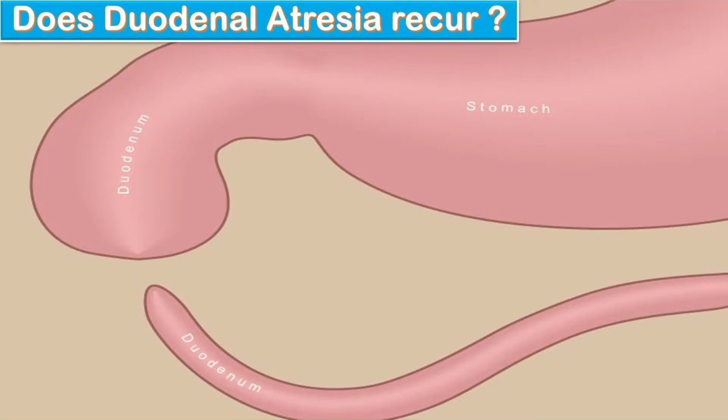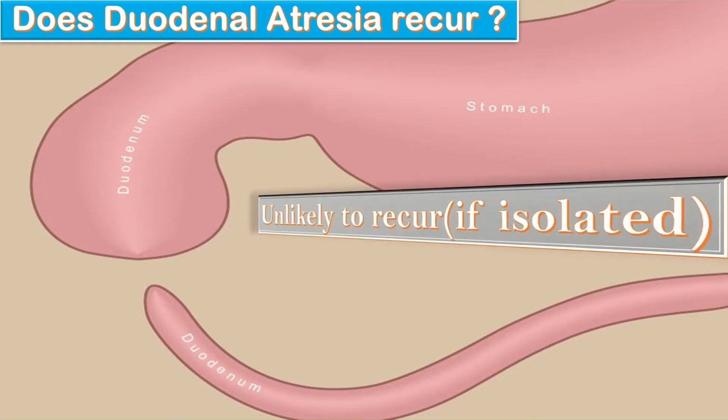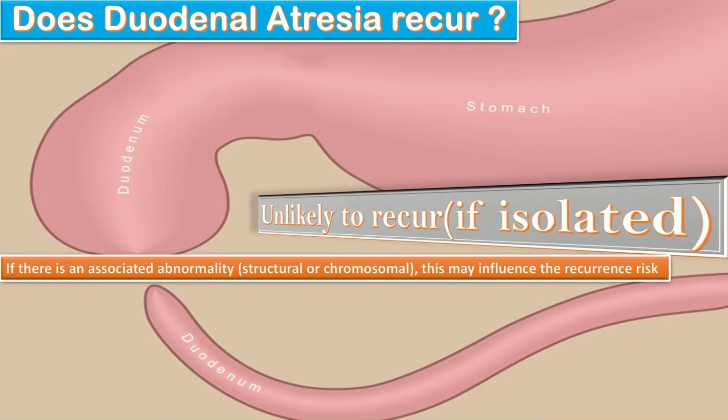Does duodenal atresia recur? This is unlikely to recur if it is isolated. By isolated, we mean that it is not associated with either structural or chromosomal abnormality. But if we detect any structural or chromosomal abnormality, this may influence the recurrence risk. And in such a case, liaising with a geneticist will enable counseling about the exact recurrence risk of the genetic or chromosomal abnormality.